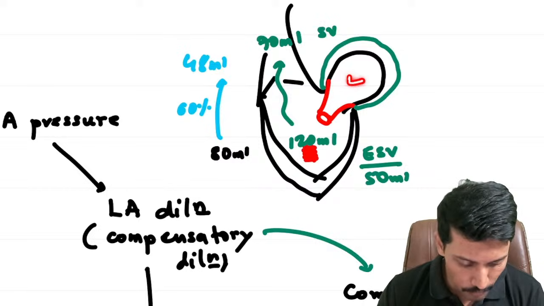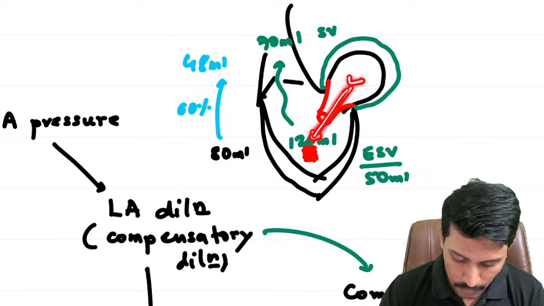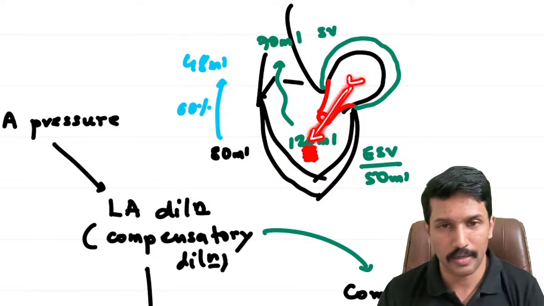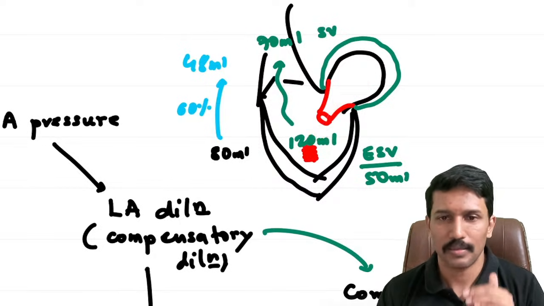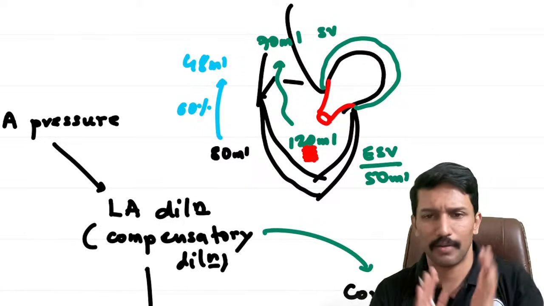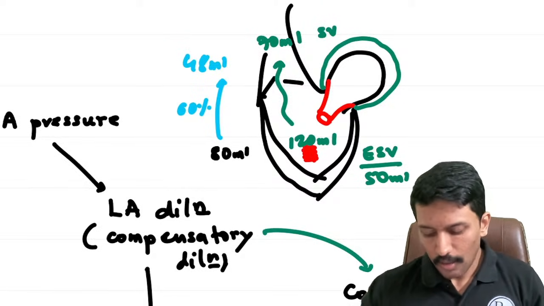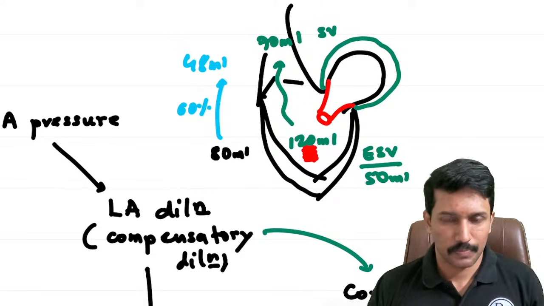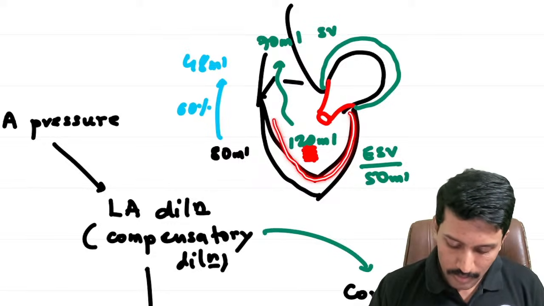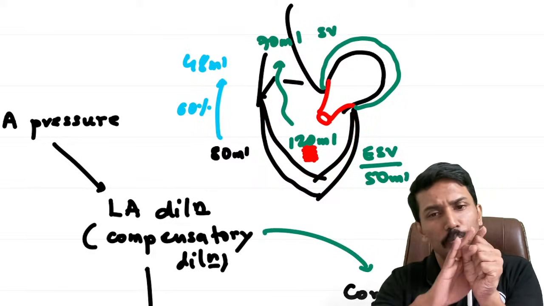So if the blood has to come from left atrium to left ventricle, then either left ventricular pressure should be lower than left atrial, or left atrial should be higher than left ventricle. Okay. So then how do I change this pressure? Because when left ventricle was in systole, it was contracting. So at the end of systole, left ventricular pressure was very high.